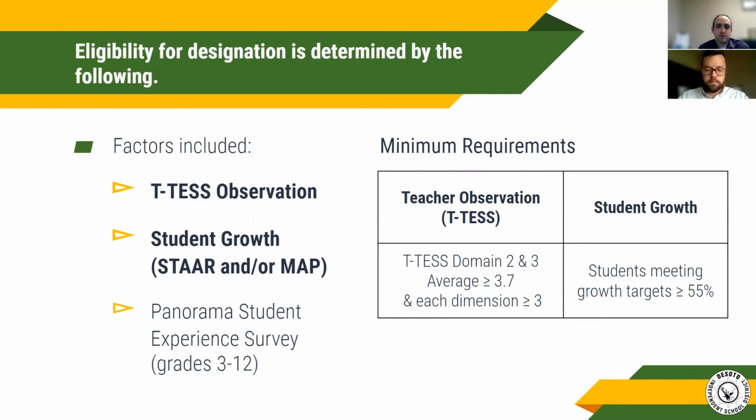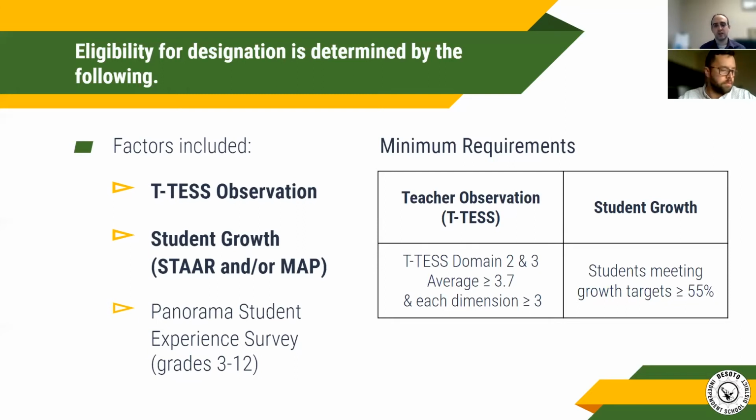We'll be using this for teachers of students in grades 3 through 12. Panorama doesn't start those surveys until grade 3. So if you're a teacher in 2nd grade and you only have students in 2nd grade or lower, Panorama just won't be a factor in your overall evaluation to determine if we are going to be able to recommend you for a designation.